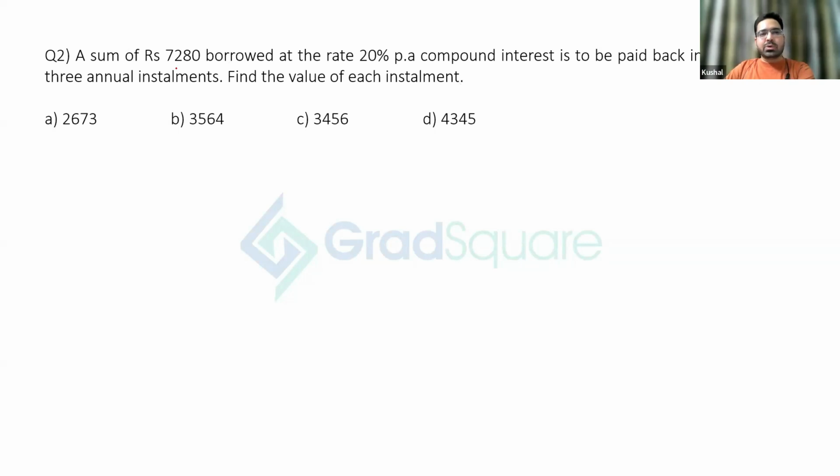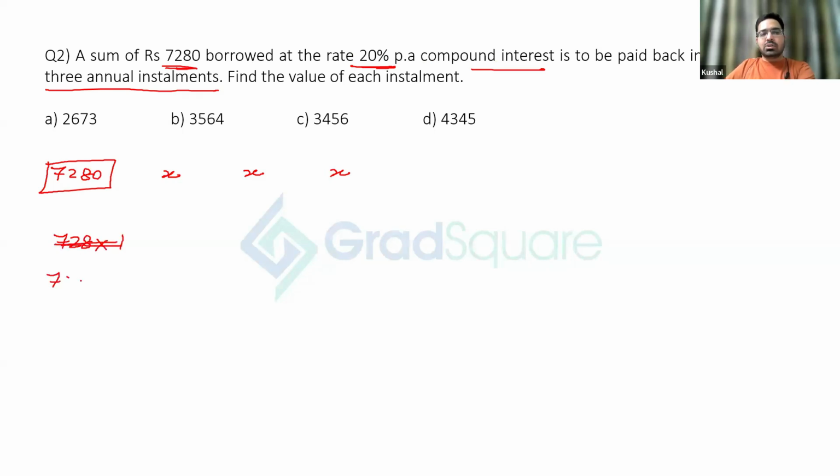A sum of money 7280 was borrowed at the rate of 20% compound interest, to be paid back in 3 annual installments. So you have taken 7280. You have paid X as the installment at the end of the first year, X at the end of the second year, and X at the end of the third year. And with that, you have closed the entire transaction. What will be the value of 7280 at the end of 3 years? 7280 multiplied by 1.2 for 3 years, correct?